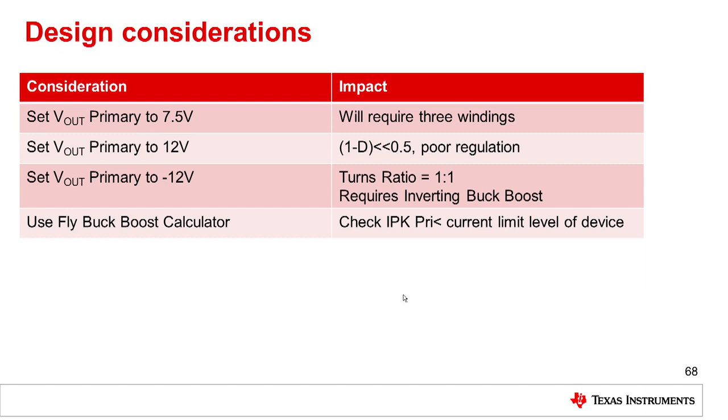Or we could set our primary to a positive 12 volts, which is what we would do if we had a Flybuck. In this situation, the 1 minus D is much, much less than 0.5, and that'll lead to a poor regulation. Finally, however, if we set our primary output to be minus 12 volts using a Flybuck boost, then we can use a transformer with a 1-to-1 turns ratio and get a positive 12 volts out, which is what our requirements are. So that's the best solution.